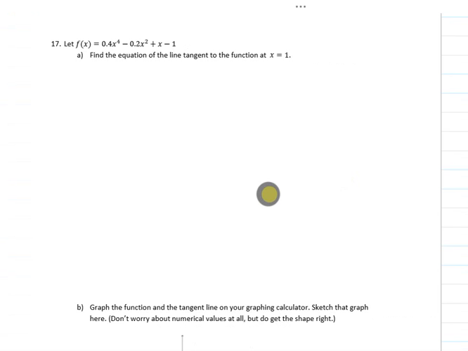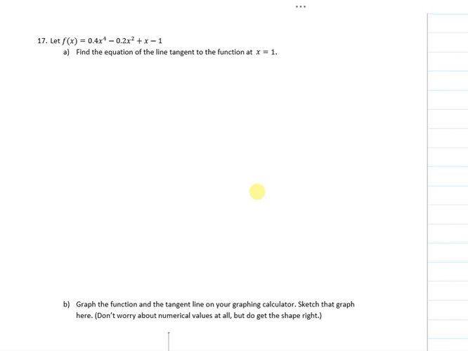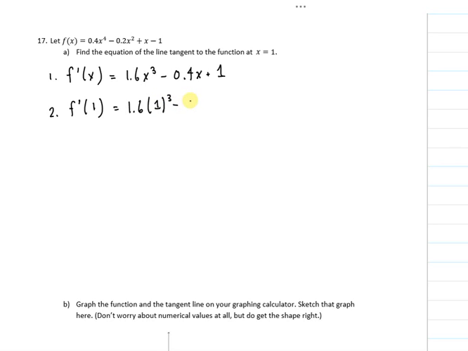I have this formula for f of x, and I want the equation of the tangent line to the function at x equals 1. So my first step is I'm going to differentiate. So I have f prime of x is 1.6x cubed minus 0.4x plus 1. For my second step, I want to find f prime of 1, so I'm going to plug in a 1. F prime of 1 is 1.6 times 1 cubed minus 0.4 times 1 plus 1. That's 1.6 minus 0.4 plus 1. So that is 2.2.